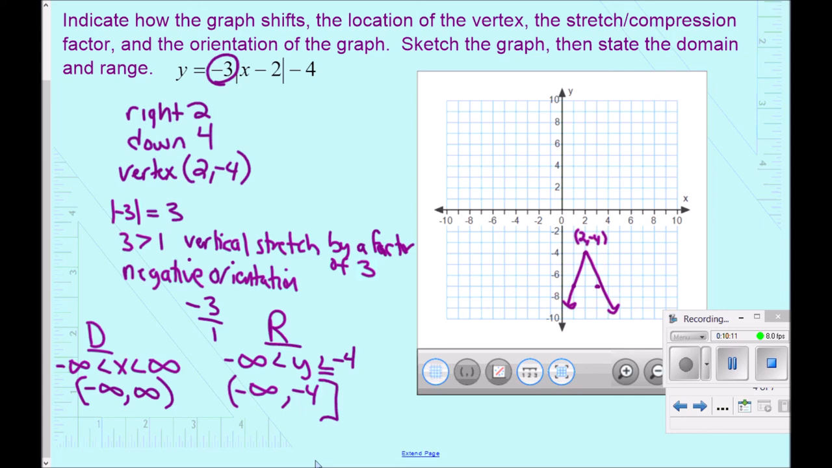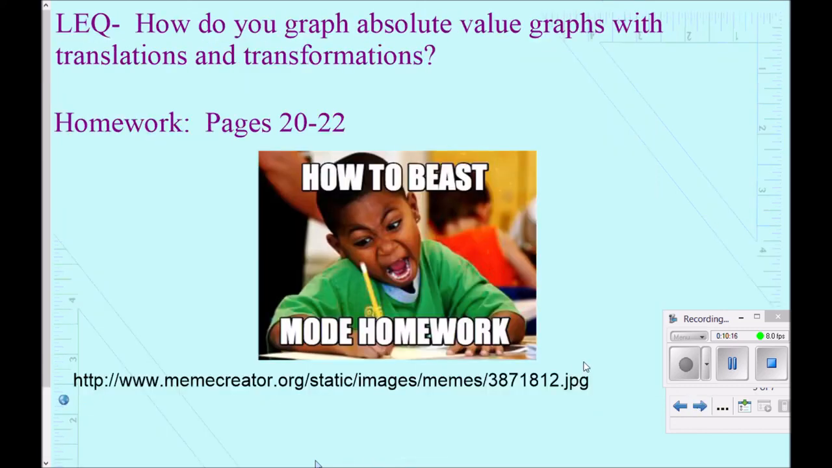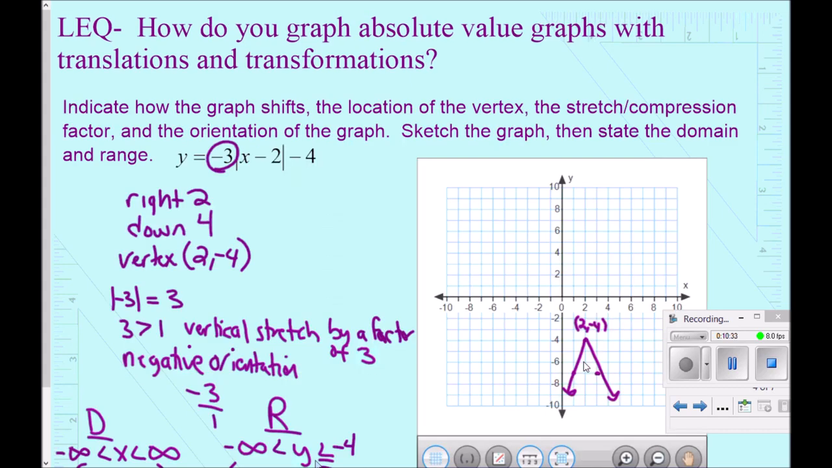So let's take a look at your assignment. Tonight's homework is pages 20 through 22 in the Unit 1 packet. On page 20, you'll see that all it asks for is the graph. So be sure to graph and label the vertex. But on pages 21 and 22, it asks for all of the items in the previous slide, all of the items that were in that example there.